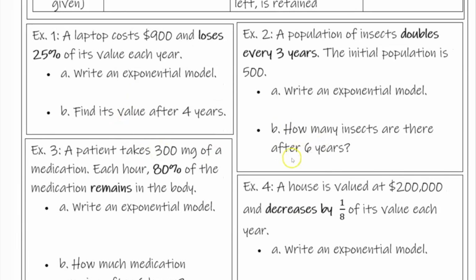All right, so what I want you to do is look through these 4 questions. Pay attention to the bold. Decide what question it is. And then look for each one. Write the exponential model, so write the function. And then find the value after so many years or whatever it's asking. Let's practice.